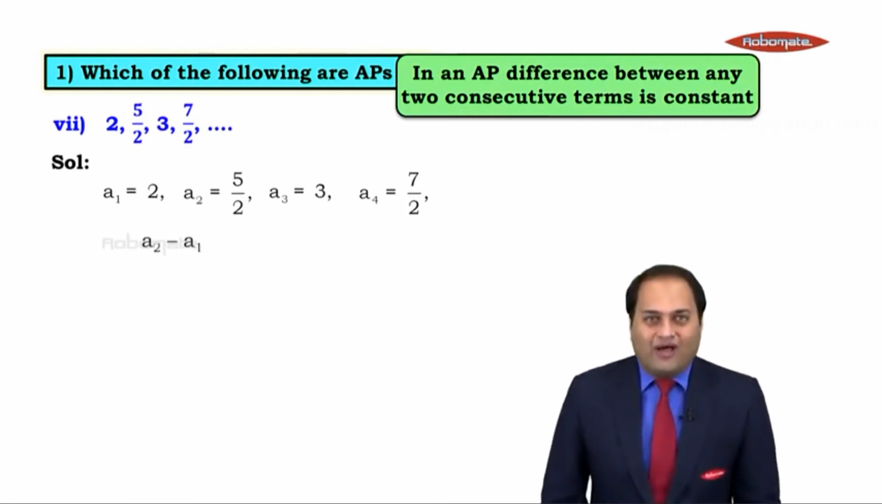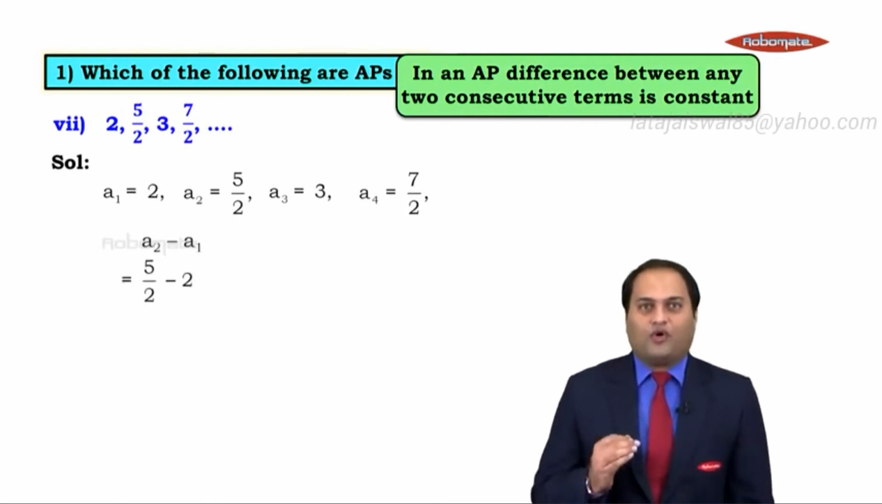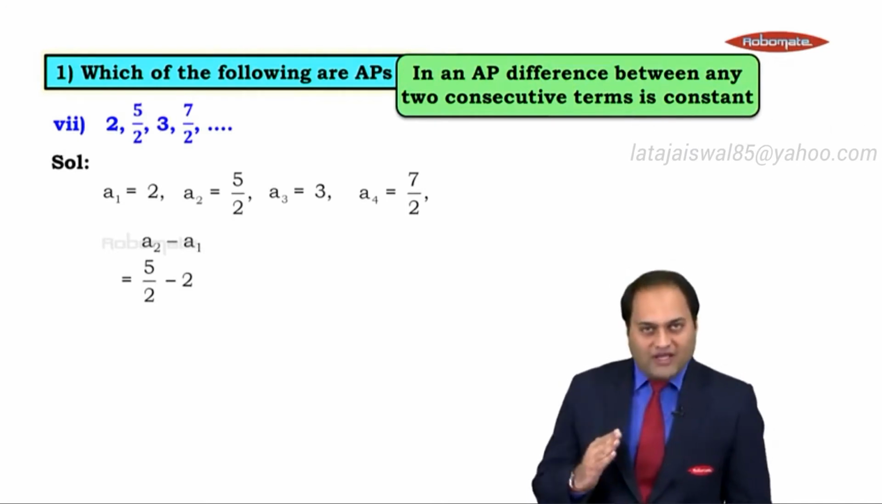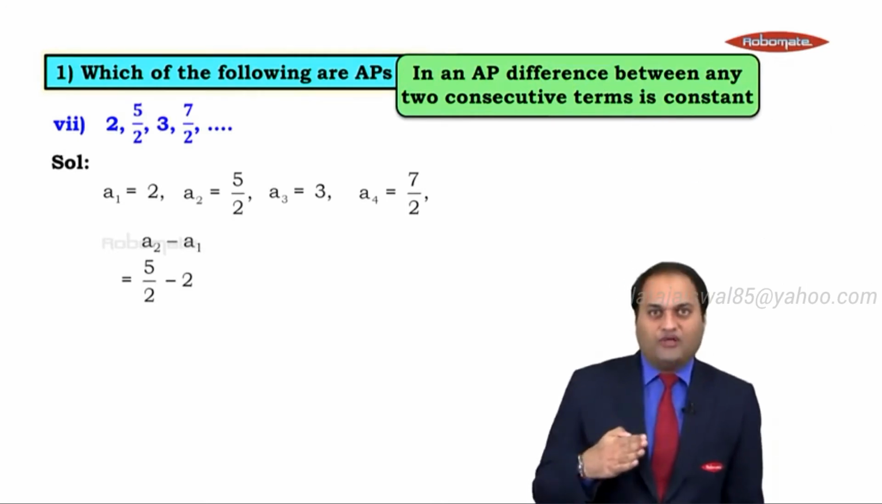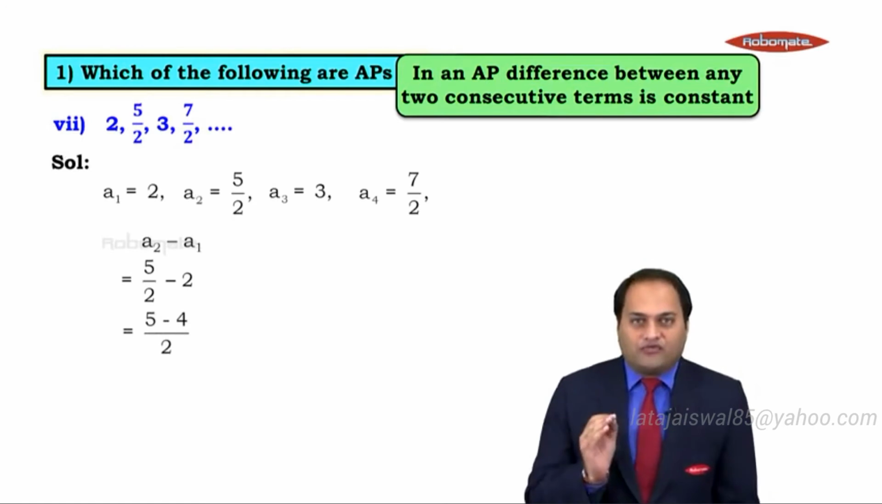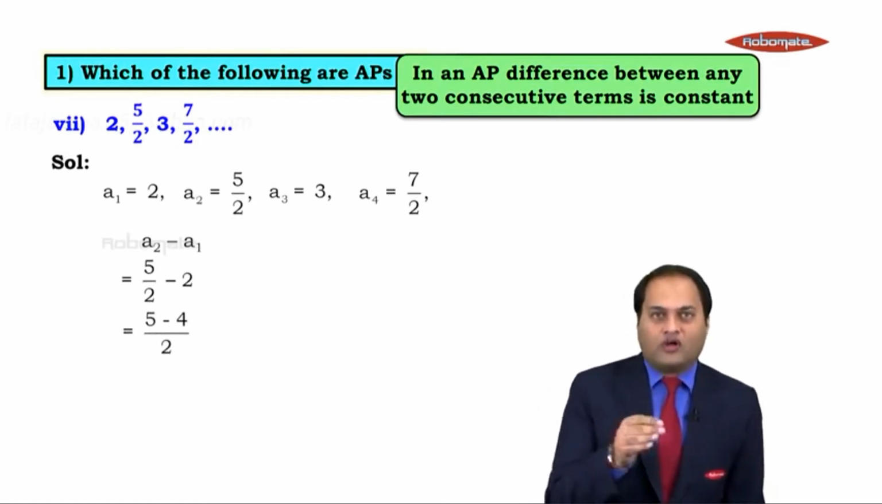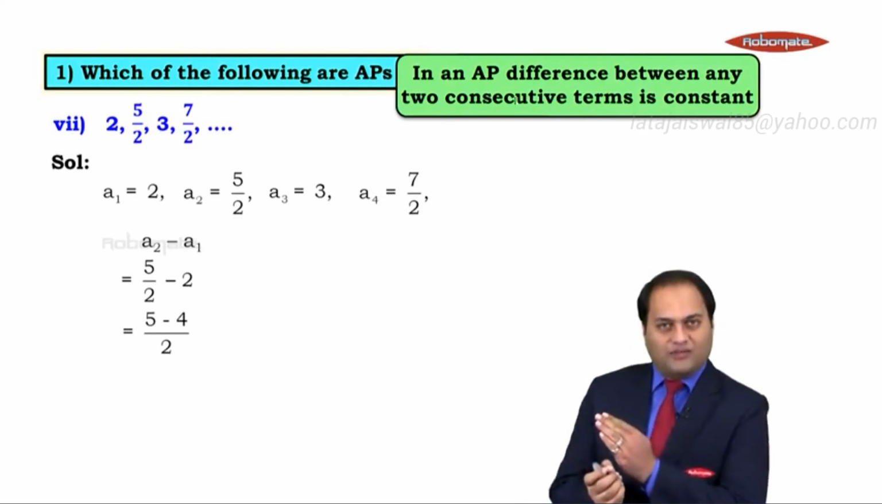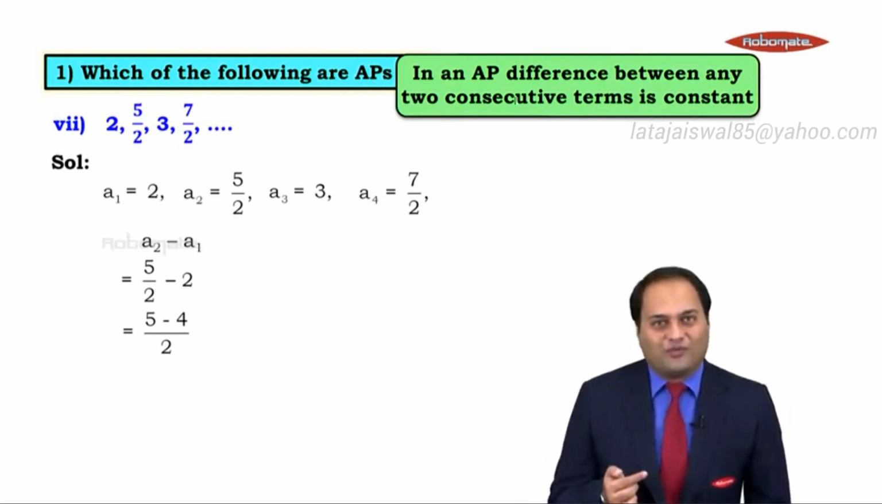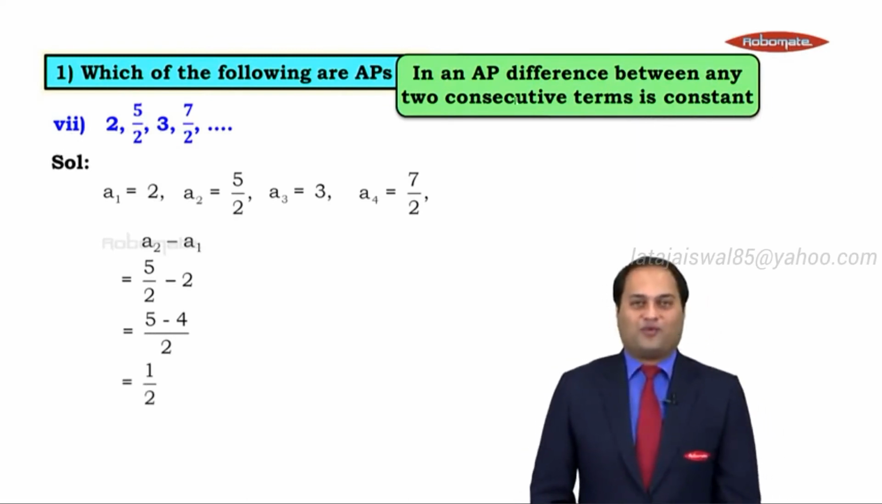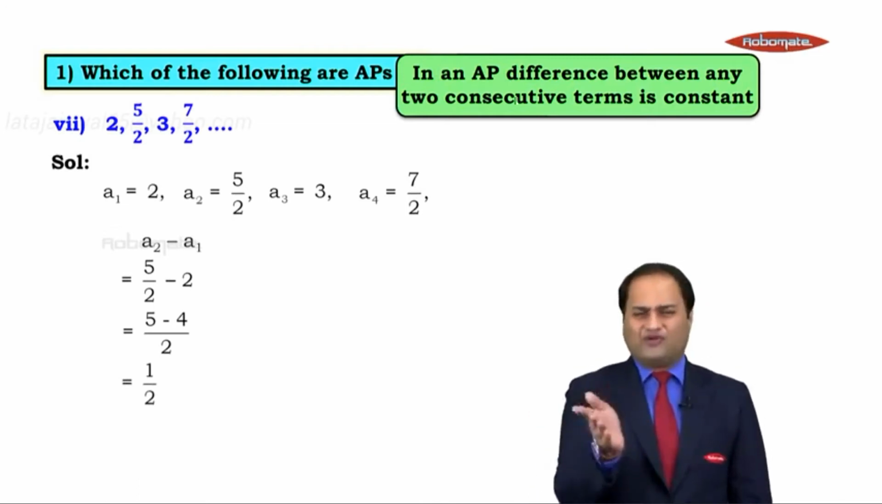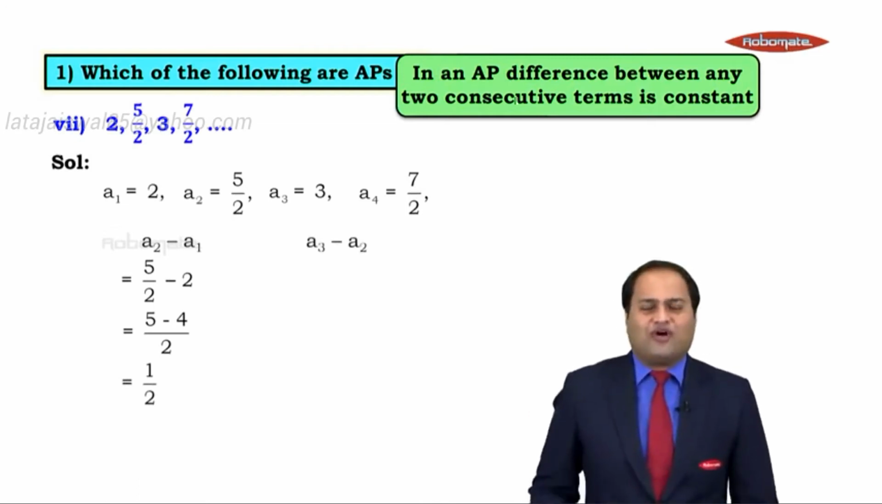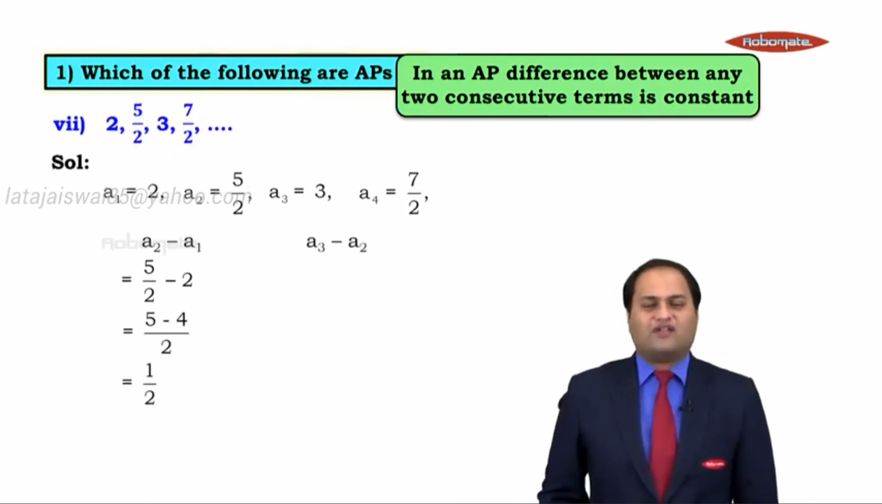A2 minus A1 is equal to 5 upon 2 minus 2. Now take the LCM. So 2 and 2 will get multiplied and you will get 5 minus 4 the whole upon 2. Clear? LCM, 2 and 2 gets multiplied. So you get 5 minus 4 upon 2, which is equal to 1 upon 2. The calculations are similar now. We find A3 minus A2. What is A3 minus A2?